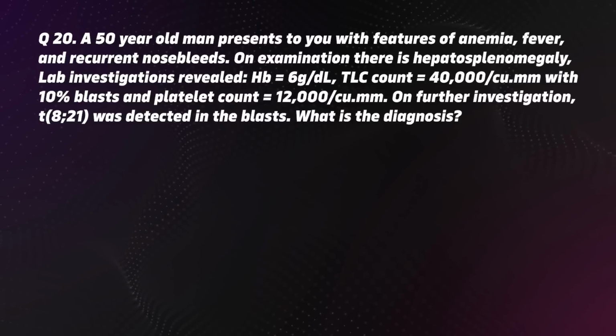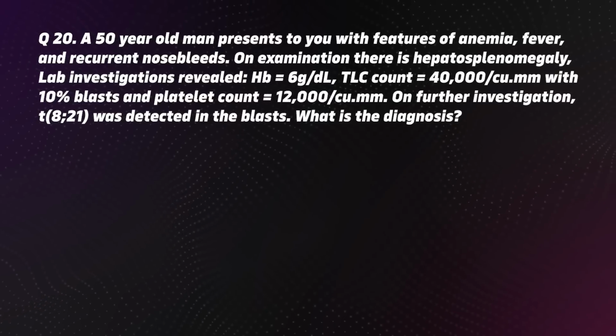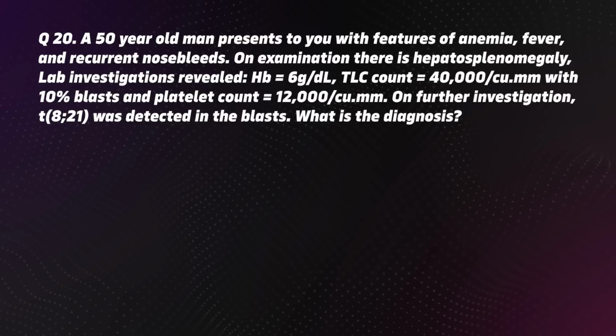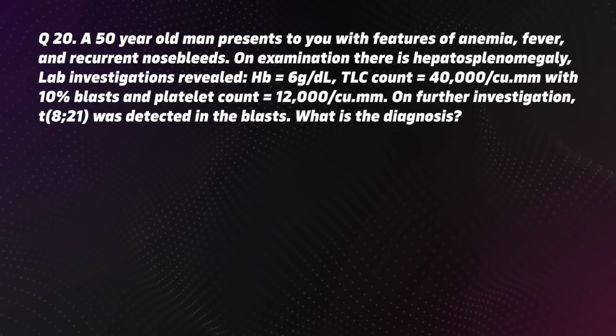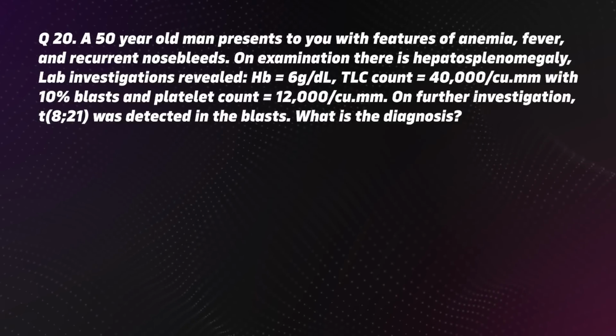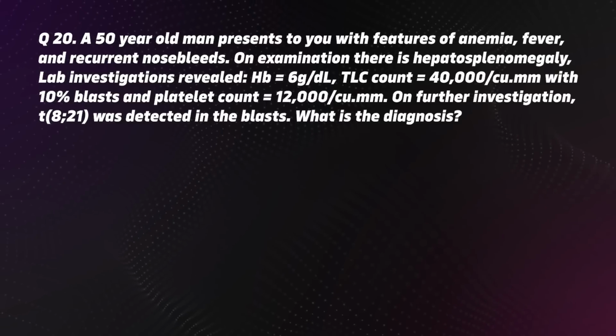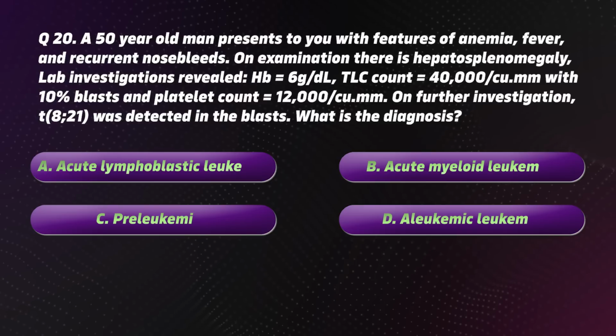Question 20. A 50-year-old man presents to you with features of anemia, fever, and recurrent nosebleeds. On examination there is hepatosplenomegaly. Lab investigations reveal Hb is equal to 6 gram per deciliter, TLC is equal to 40,000 per cubic millimeter with 10% blasts, and platelet count is equal to 12,000 per cubic millimeter. On further investigation, t(8;21) was detected in the blasts. What is the diagnosis?